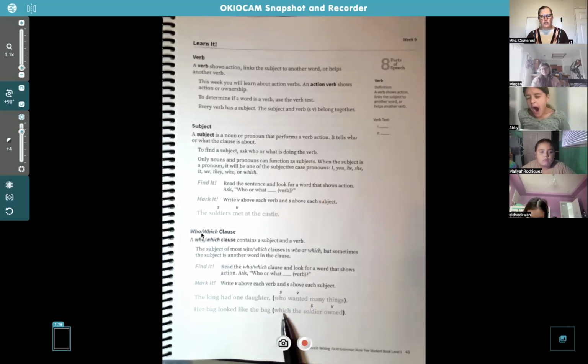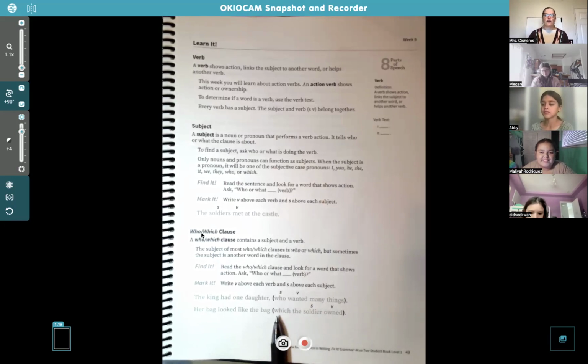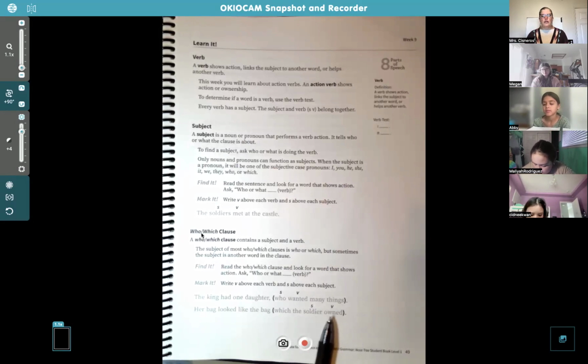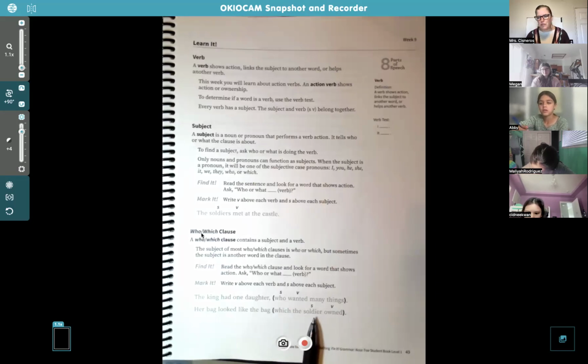Here we have which, not a Halloween witch, but WHICH, like which one? Or which, talking back about what the sentence had before that. Which the soldier owned. Owned is the verb. And who owned it? The soldier owned it. So in this which clause, which is not the subject here. The soldier is. So sometimes it's who or which, but sometimes it's something else in the sentence.